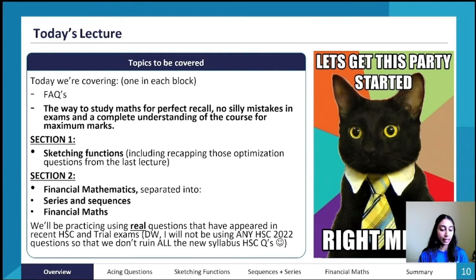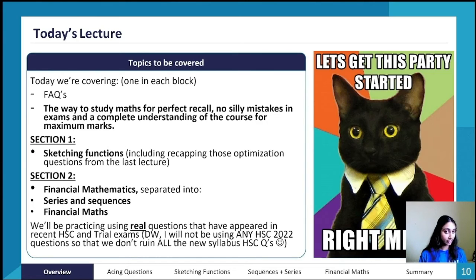Okay, so let's get started. The actual game plan: frequently asked questions, followed by marks maximization, followed by section one, which will include graphing, so sketching functions. It'll be really nice and easy for the first section. Second section, I can't say the same thing. It's going to be financial mathematics, which is the bane of most HSC students' existence. We're going to start with sequences and series, and then we'll work our way towards financial mathematics as well. And we will be practicing on real questions that have appeared in previous HSC and trial papers.